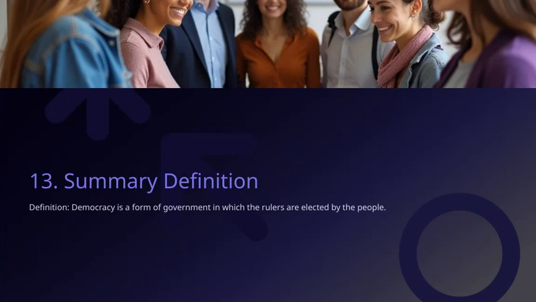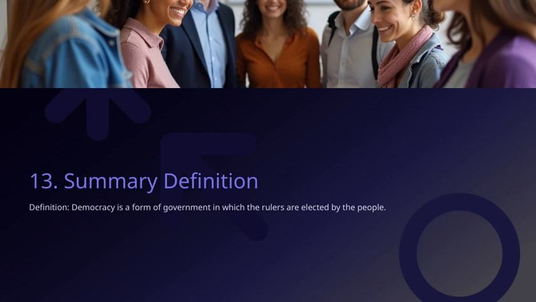So, let's take a moment to review what we mean by democracy. Essentially, democracy is a form of government where the key idea is that the rulers are elected by the people. This means that the power lies with the citizens, who have the right to choose their leaders through voting. The most important concept here is that democracy emphasizes participation and representation. It's about giving people a voice in how they're governed.